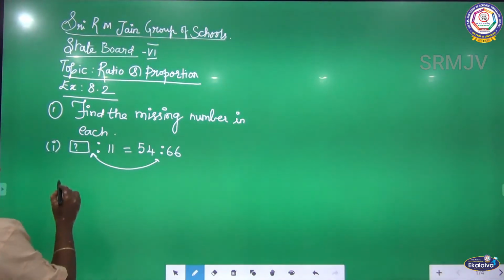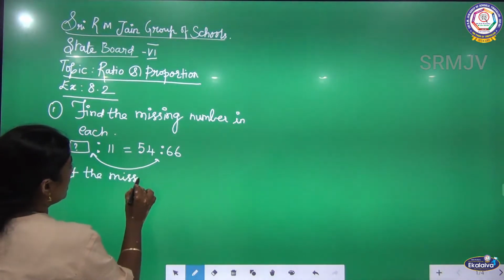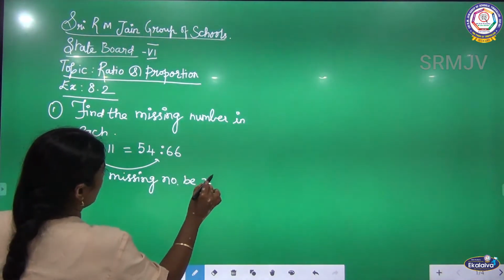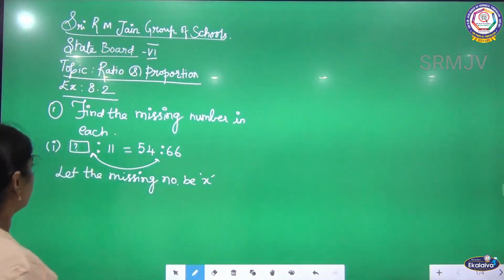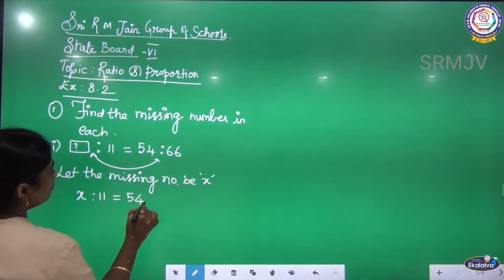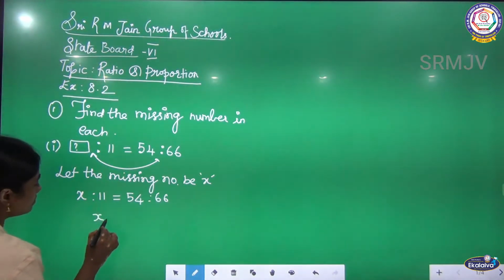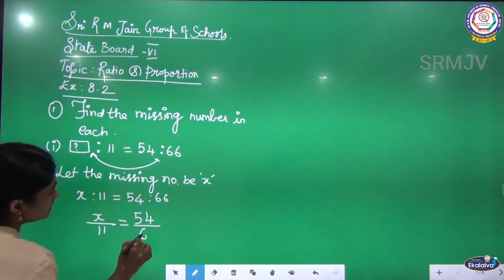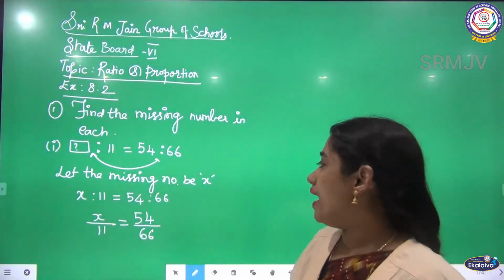Can you clear this? Let the missing number be x. Okay. I am taking the missing number to be what? X. So x is to 11 is equal to 54 is to 66. Now I can write this as x by 11 is equal to 54 by 66. Here I am going to find out the x value.